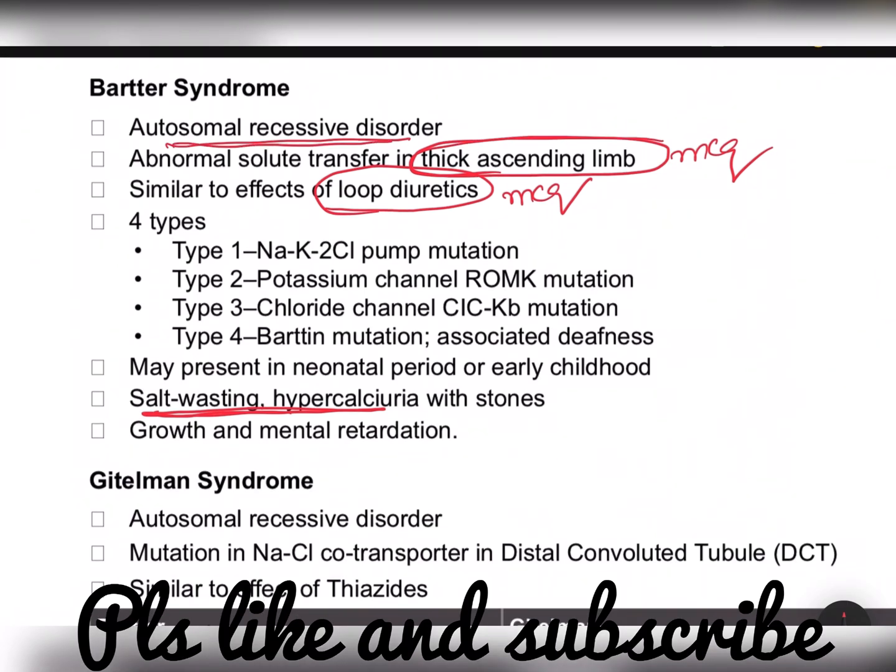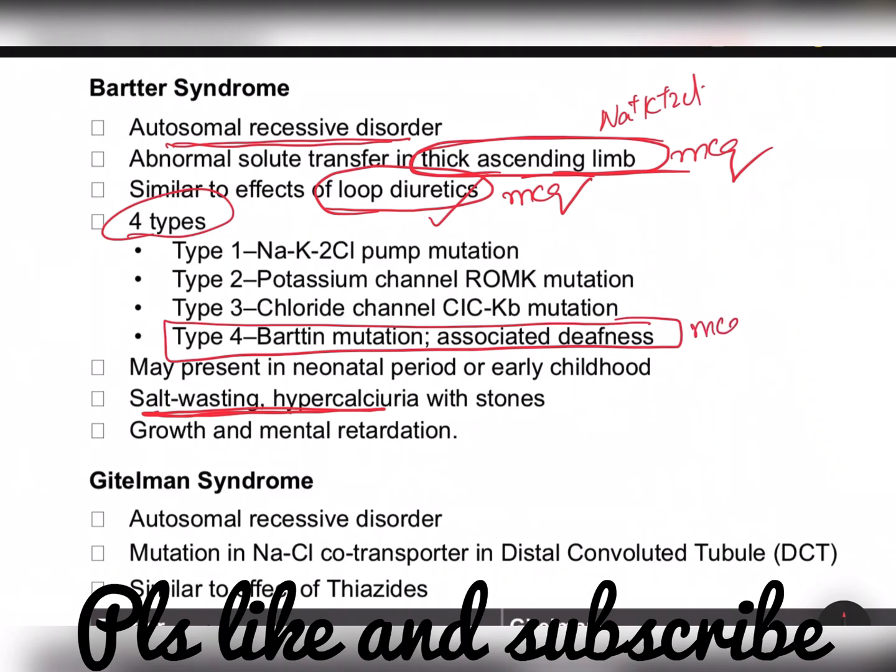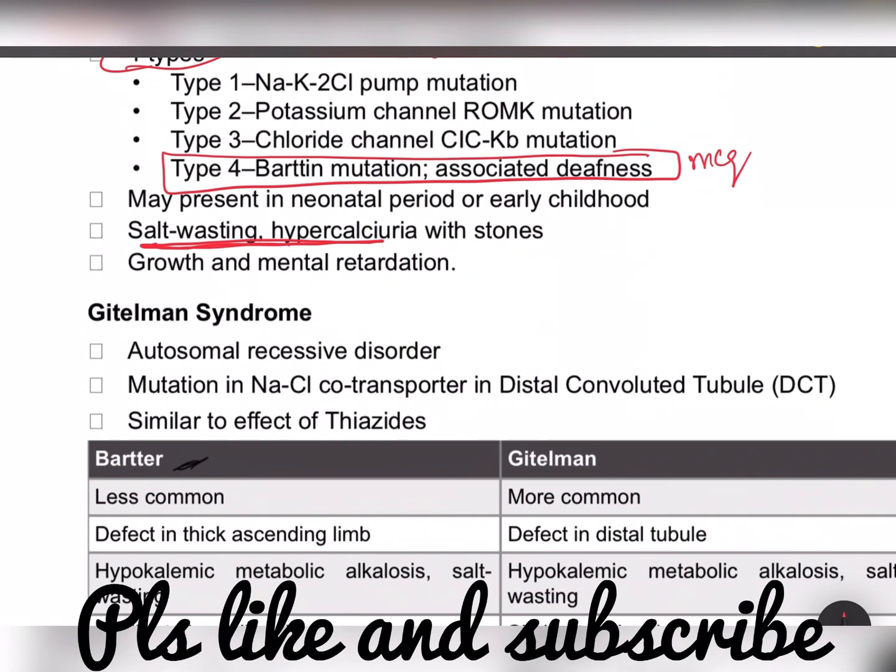Bartter syndrome is an autosomal recessive disease. The channel affected is in the thick ascending limb of the loop of Henle. What is this channel? Sodium potassium 2 chloride channel, similar to the effects of loop diuretics. There are 4 types. Fourth type is important. Type 4 is Barter mutation. It is associated with deafness.